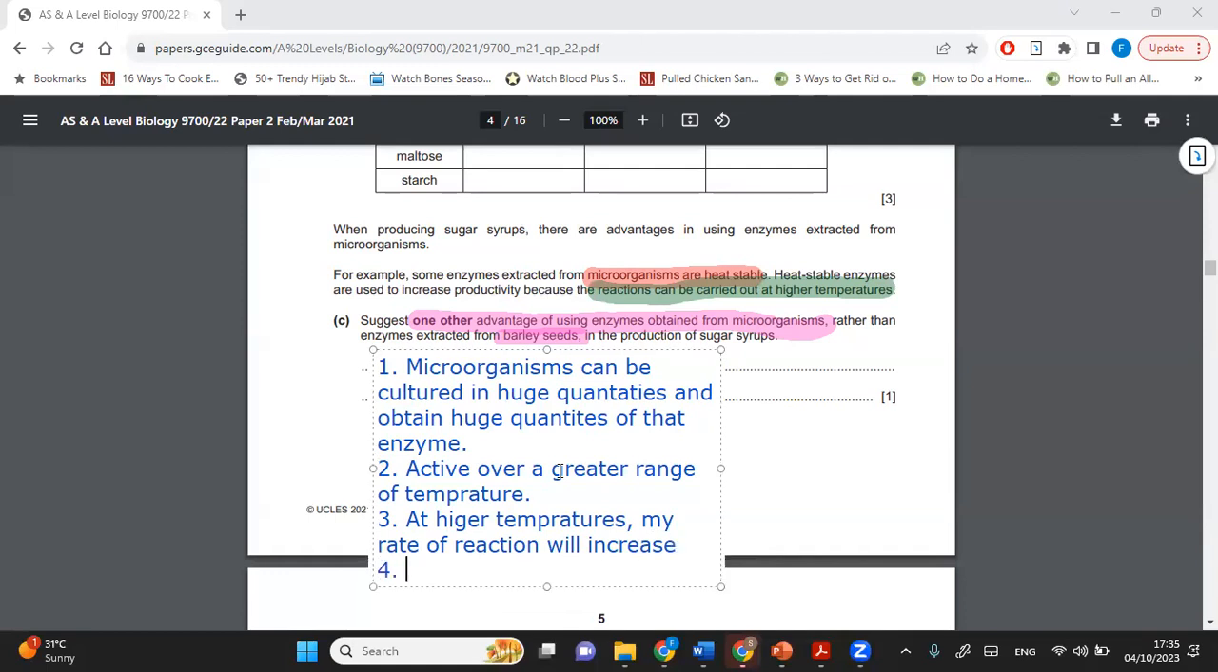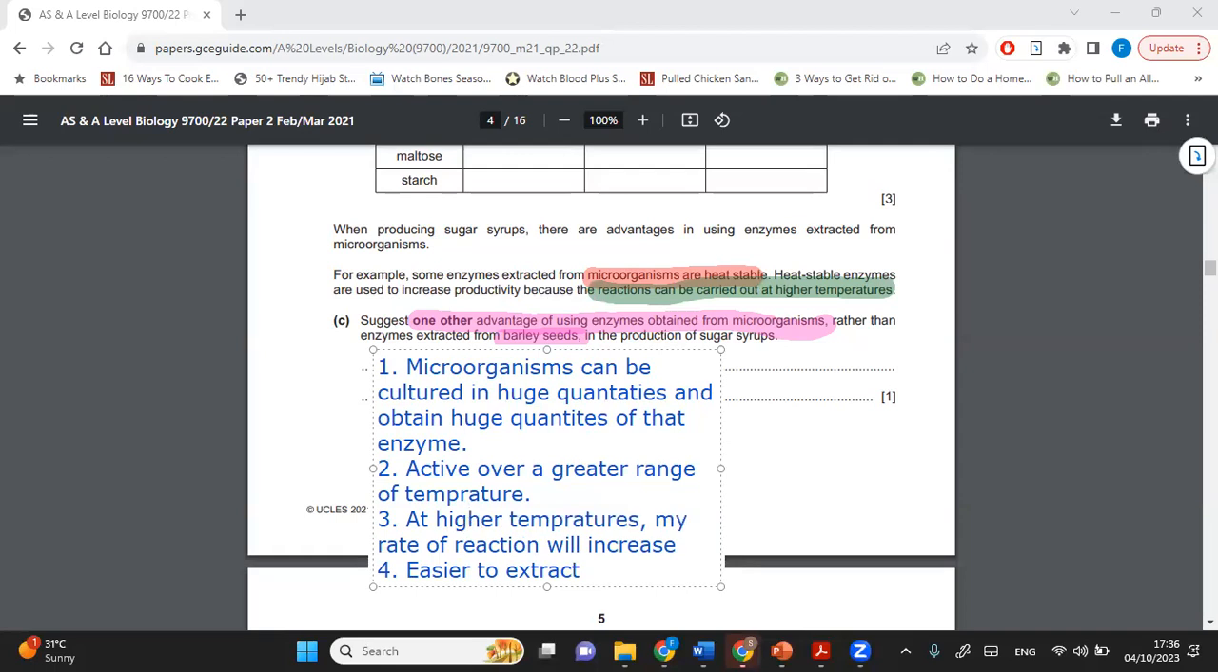And another thing is that enzymes from microorganisms are easier to extract, right? Much easier to take out enzymes from microorganisms as compared to barley seed, which will have to undergo a lot of different processes. I will have to break it down. I will have to break down the cells. Then I can get the enzyme. It's much easier to do that with microorganisms.